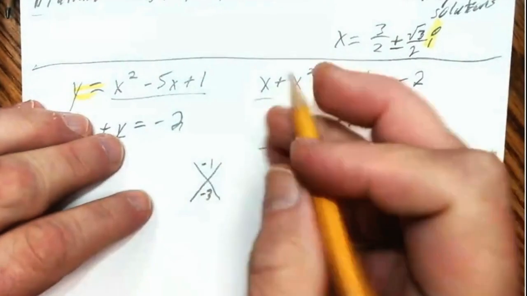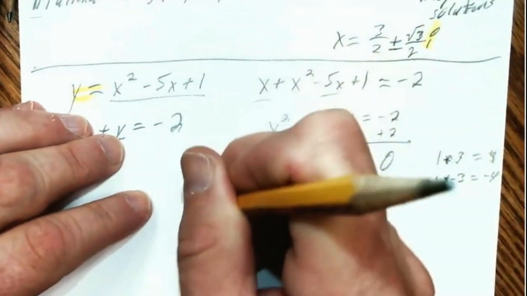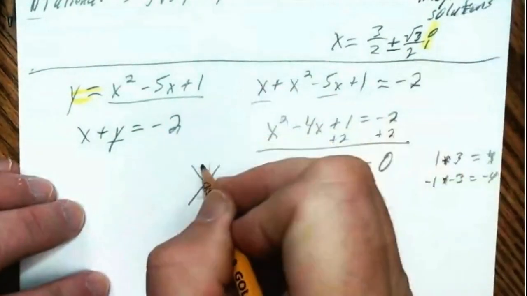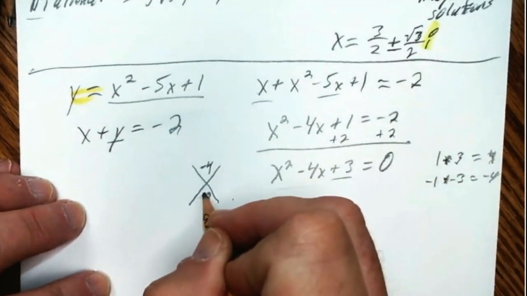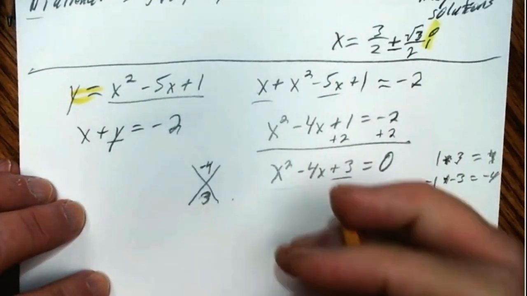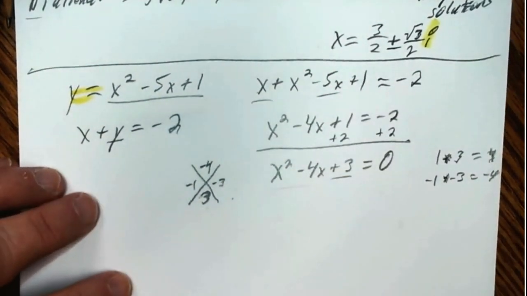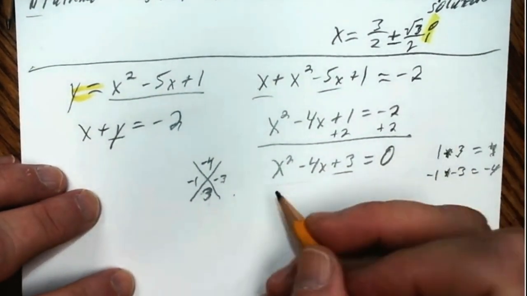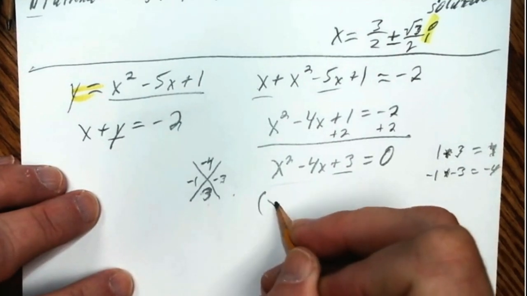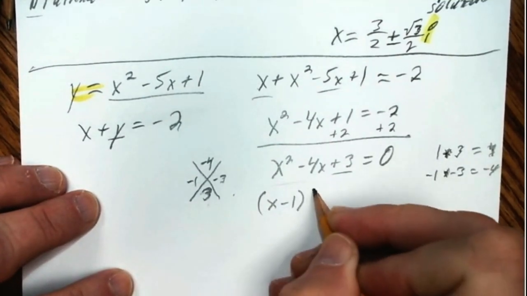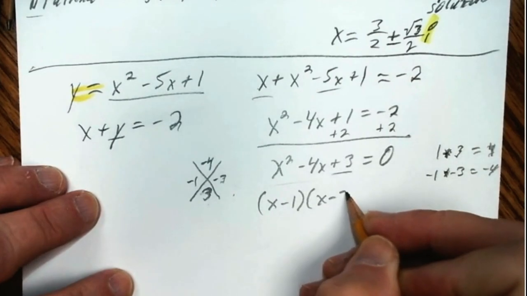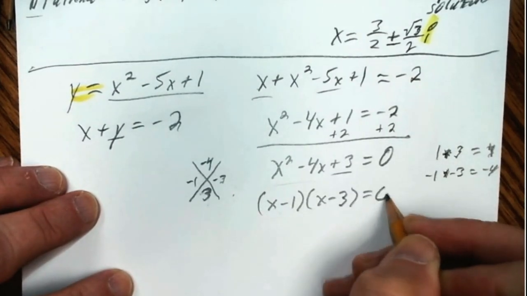Excuse me. I'm using my little x wrong. Haven't used it this year. I want numbers that add together to be -4 and multiply together to be 3. So -1 and -3 satisfy that. All that to say, I haven't taught factoring in a while. Just kidding. This factors to (x - 1)(x - 3) = 0.